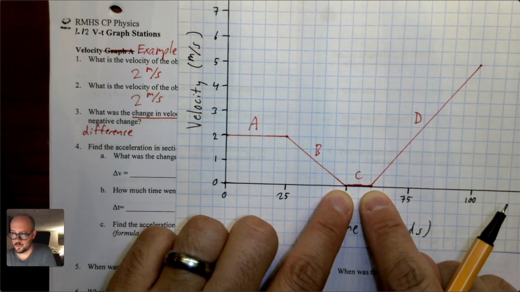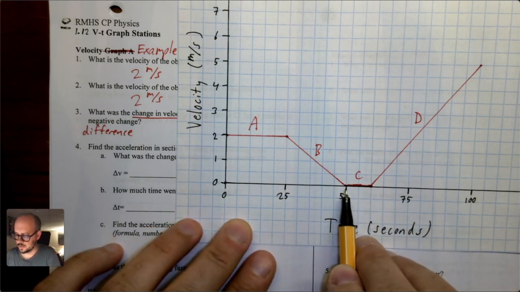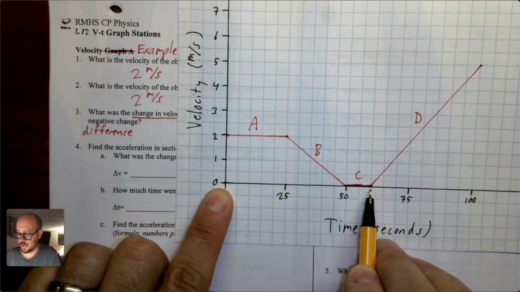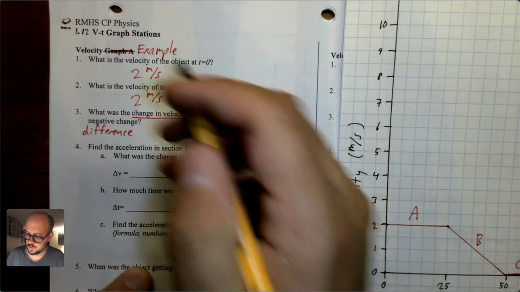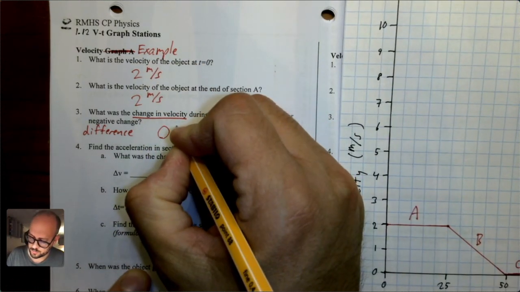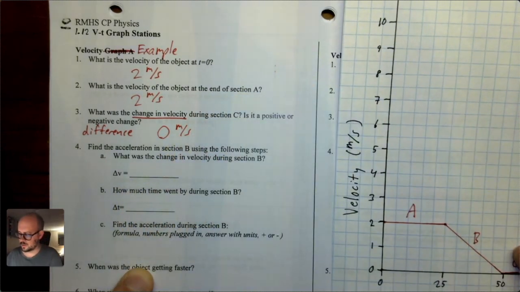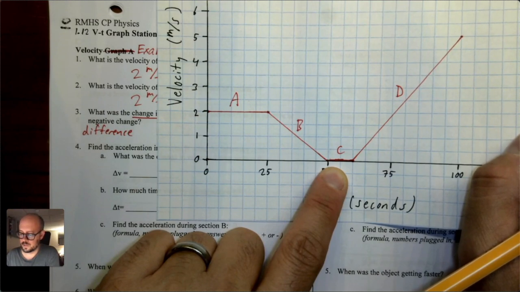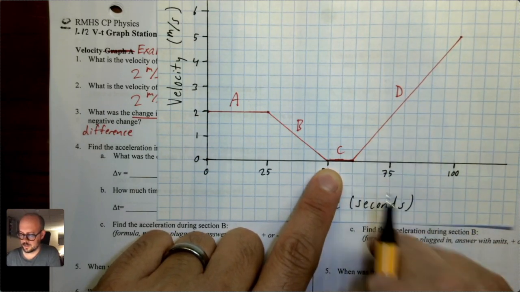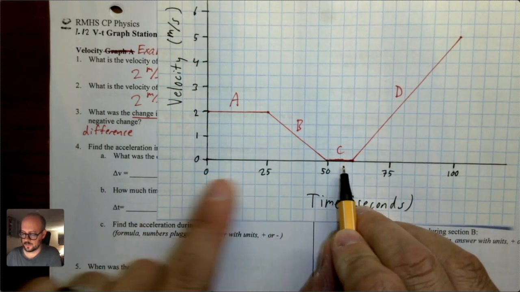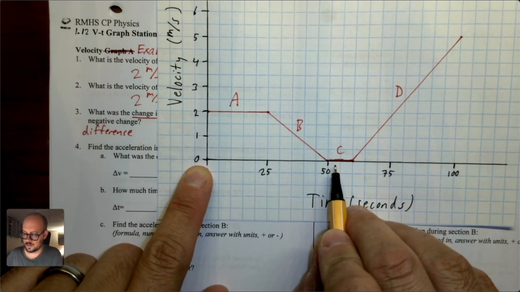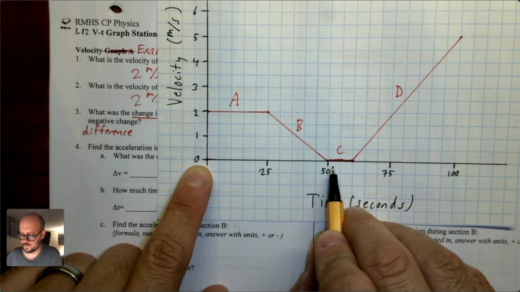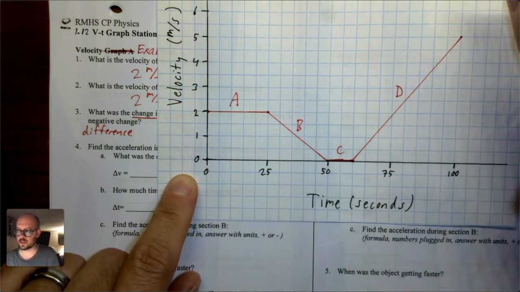So I picked kind of a boring example because at the beginning, the velocity is 0. And at the end, the velocity is 0. So the difference between 0 and 0 is 0. So the change in velocity for section C is 0 meters per second. This section, by the way, is an object at rest because the velocity is 0, so it's not moving. And it moves 0 meters every second.